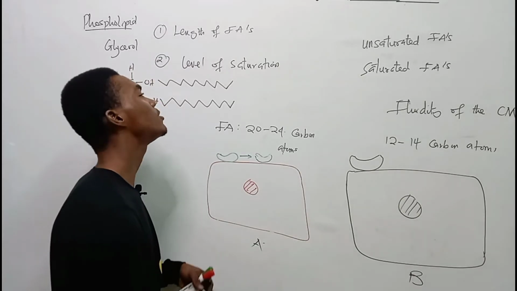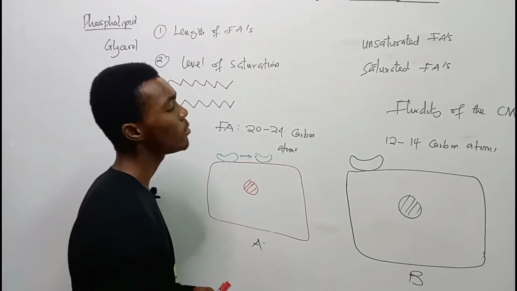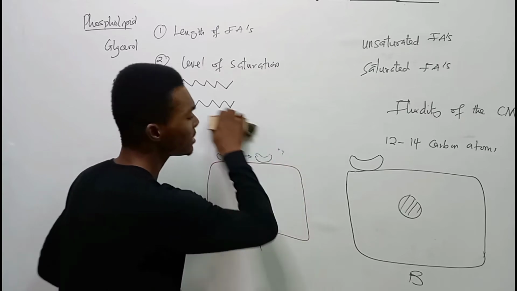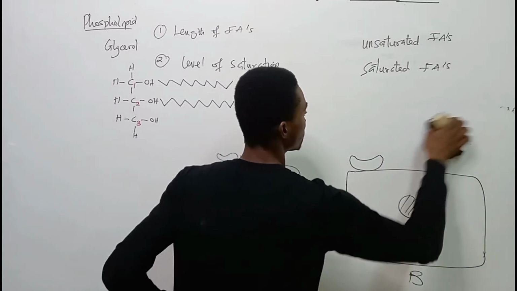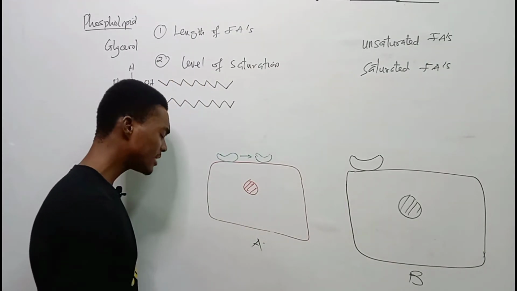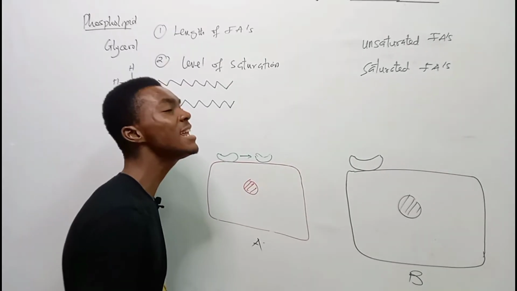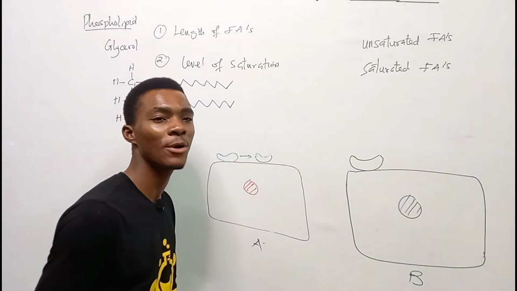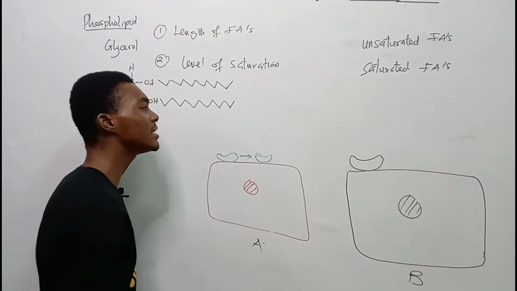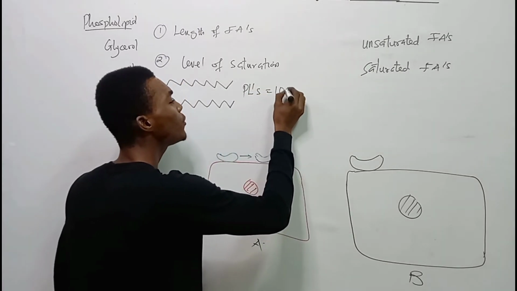Now, to get more clear concepts concerning the level of saturation and how it affects the fluidity of the cell membrane, let's go back to our two cell types. In these two different types of cells, there are millions of phospholipid structures in a particular cell. But in our illustration, we're going to consider cell type A to have 100 phospholipids.